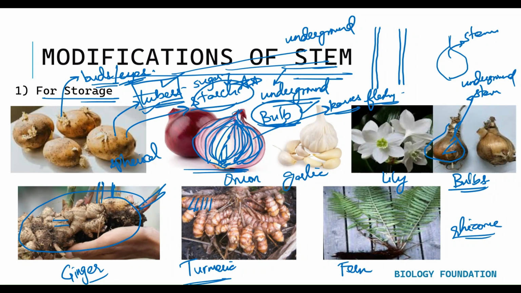In potatoes, the underground stem is called tuber. In onion, garlic, and lily, it is called bulb. In turmeric, ginger, and fern, it is referred to as rhizome. And if you observe turmeric or ginger, even in your house, you can see the nodes and internodes and even small buds arising from these nodes.